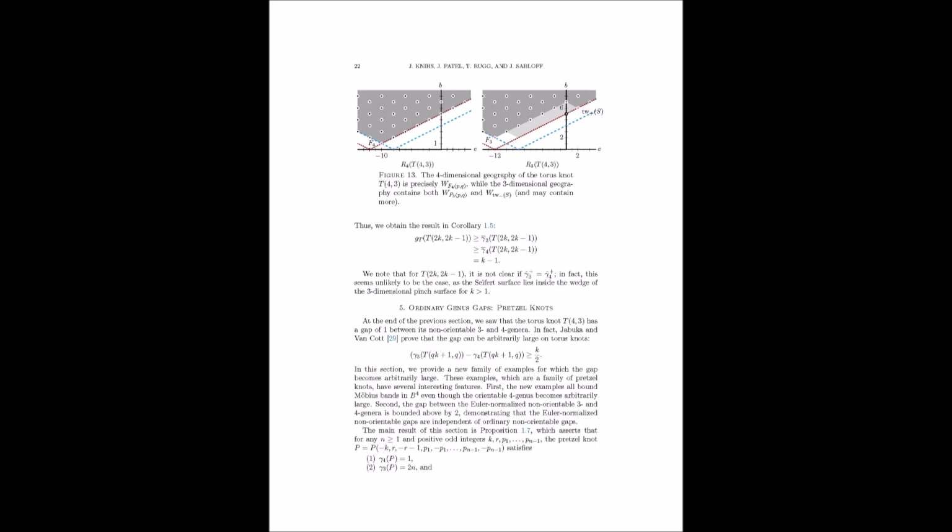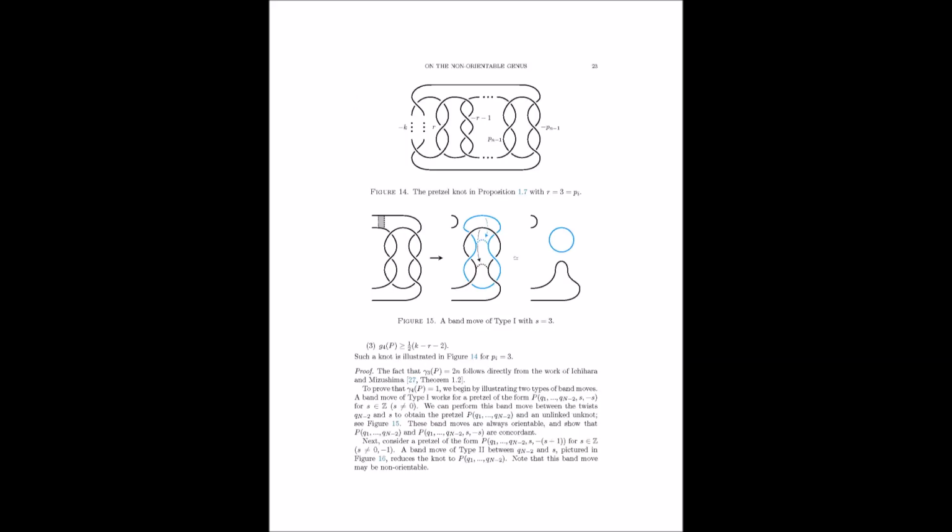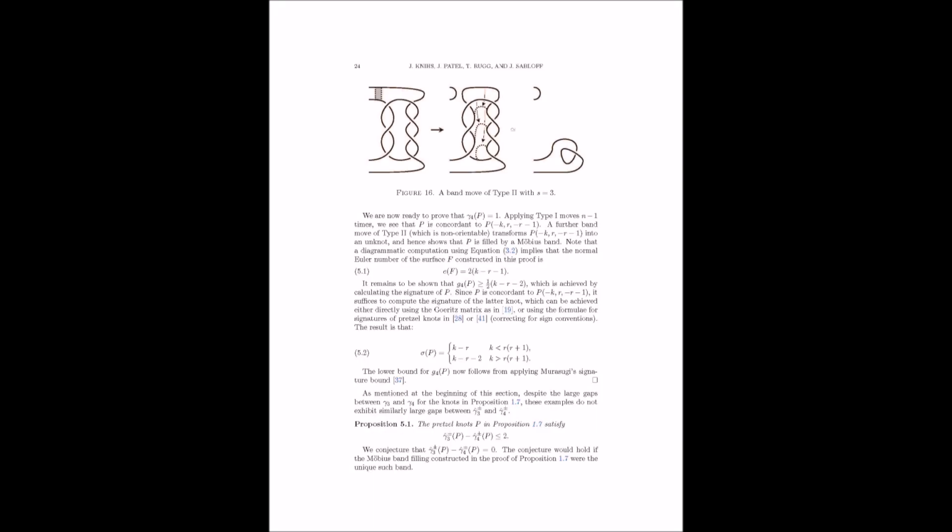It's consistent. Then Definition 3.2, the 4D geography, and Example 3.3, which contrasts the trefoil with the 5_2 knot. Right. So for the trefoil, the 3D and 4D geographies are exactly the same. But for the 5_2 knot, there is a point, the coordinate (2, 1), that's in the 4D geography, but not in the 3D geography. What does that mean?